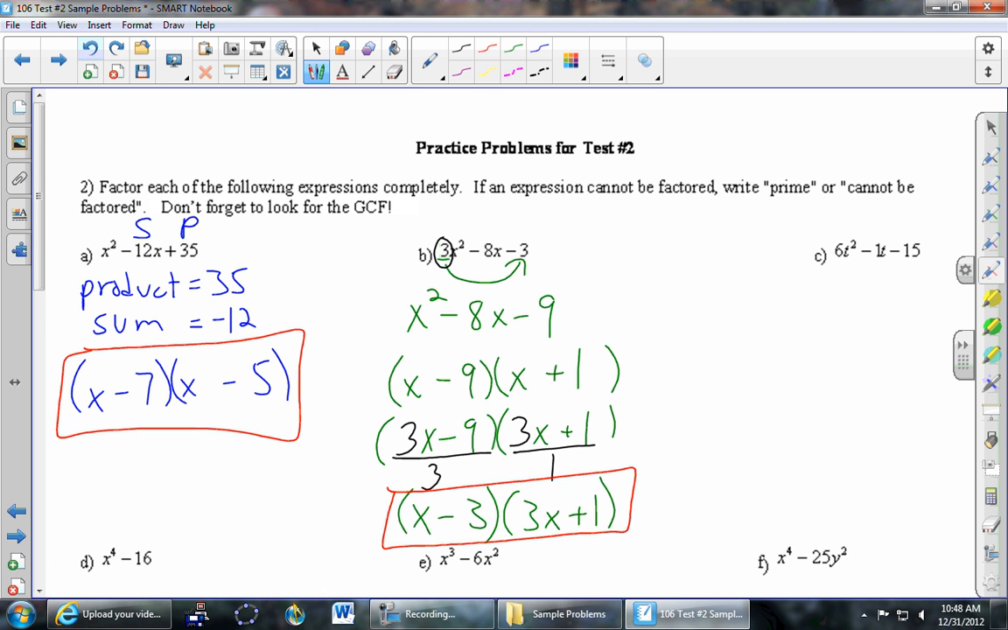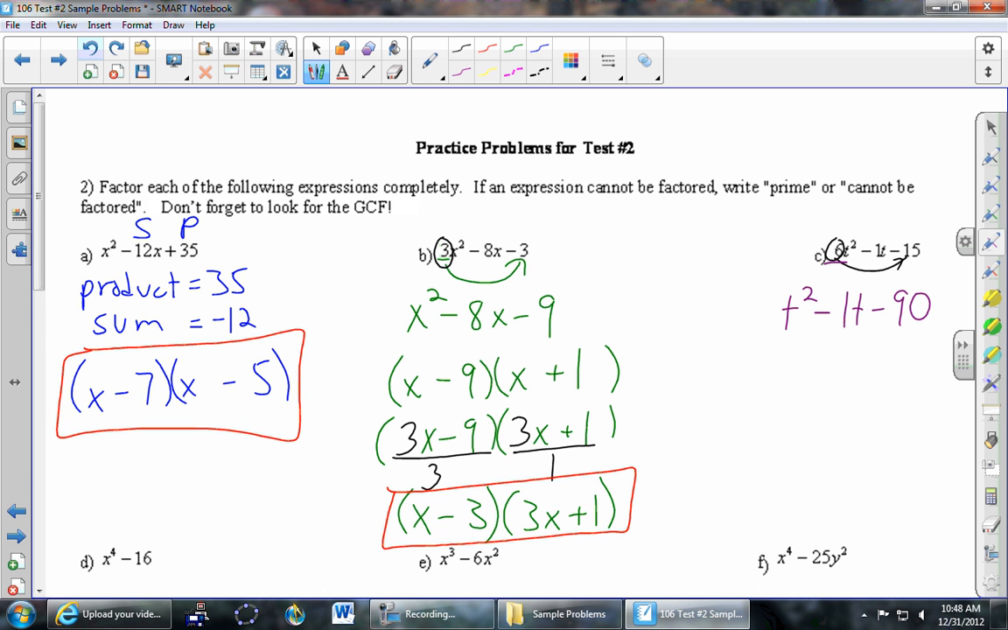Part C, 6t squared minus 1t minus 15. Again, we cannot do the product sum thing because of that 6. Product sum only works when there's a 1 in the front. So again, you're welcome to use the box method or trial and error. I will again do funky factoring. So we're going to take that 6 and peel it off and jam it in there into the minus 15. So let's see what's left. T squared minus 1t minus 90.